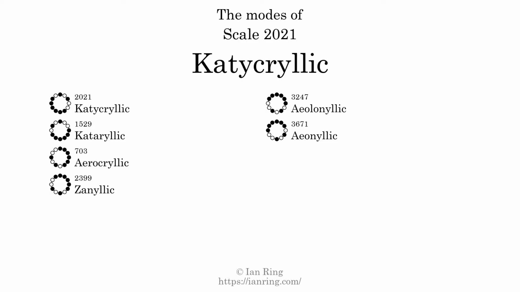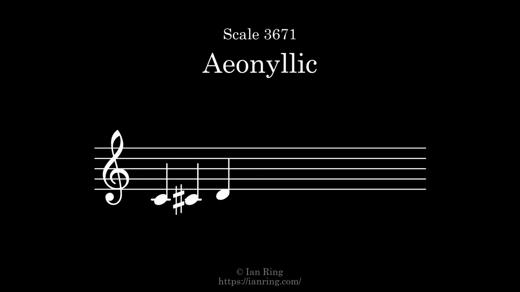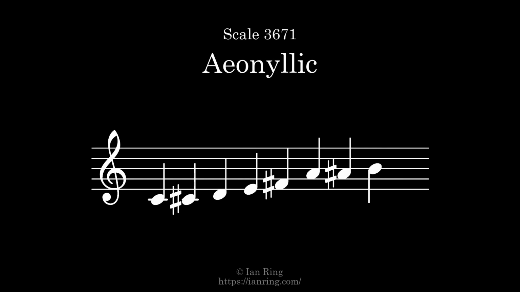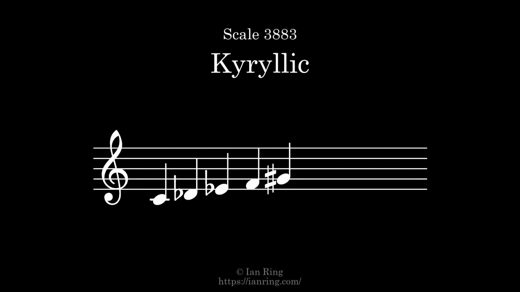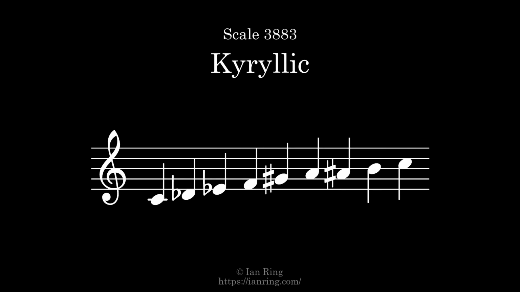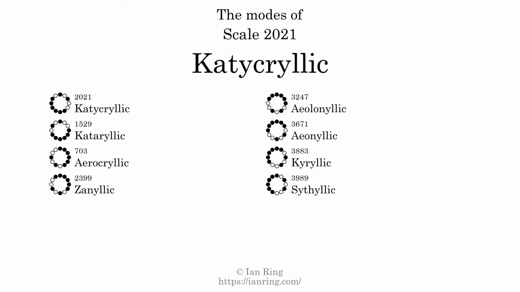The sixth mode is scale 3671, also known as eanilic. It sounds like this. The seventh mode is scale 3883, also known as Cyrillic. It sounds like this. The eighth and last mode is scale 3989, also known as Scythic. It sounds like this.